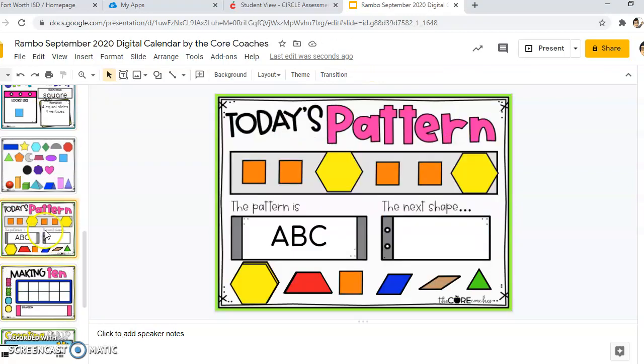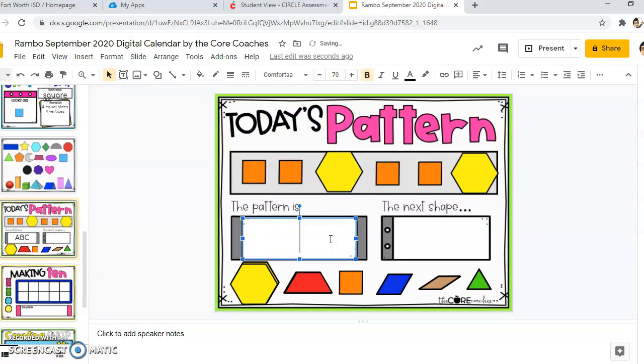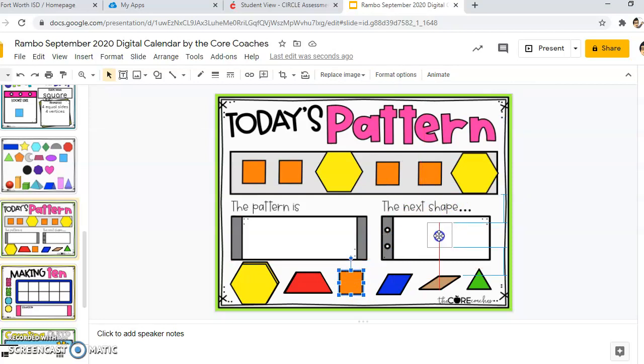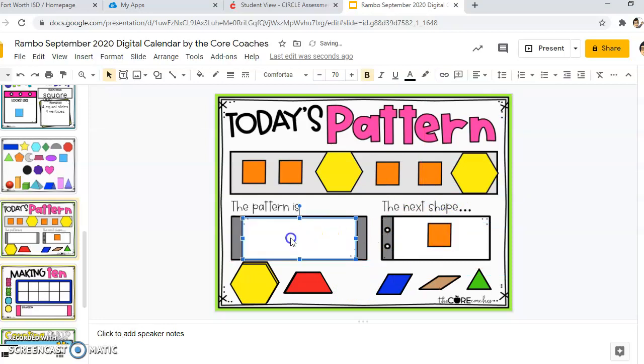Moving on to today's pattern, let's take a look. We have a square, square, hexagon, square, square, hexagon. What do you think the next shape will be? You're right, it is going to be a square. And this pattern is called an AAB pattern because the first thing repeats and then you have something different.